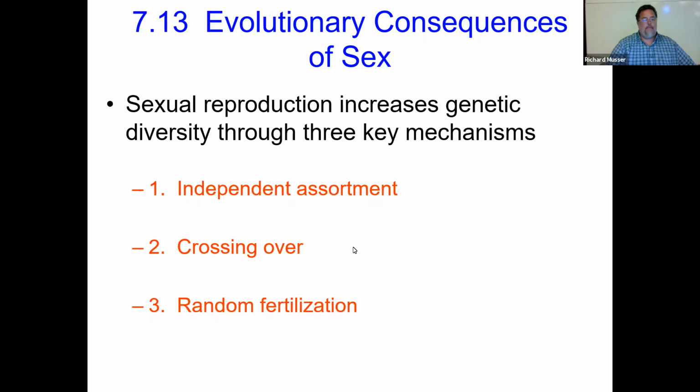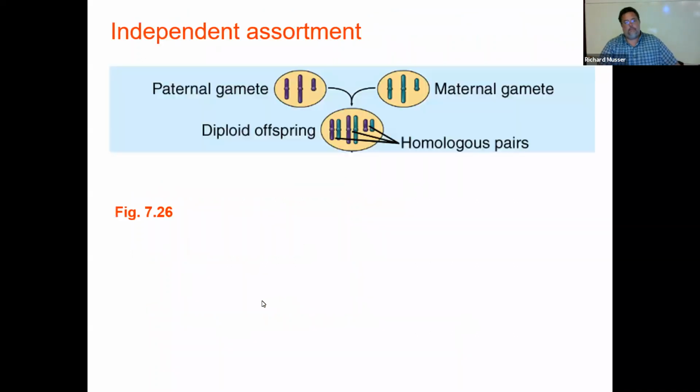On top of that, again, the sperm and egg are running around fertilizing. There's some randomness going on there as well. So this is showing you some of the independent assortment. You have your paternal gametes and your maternal gametes, and they come together in a diploid individual. And so again, it's a whole different assortment of chromosomes that didn't exist before in the parents or the mother.